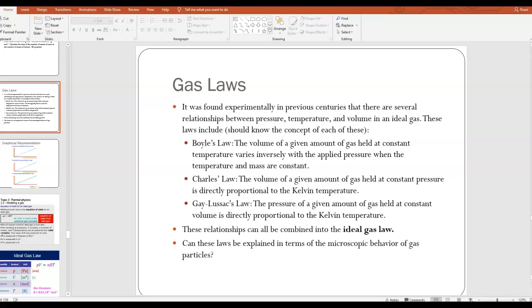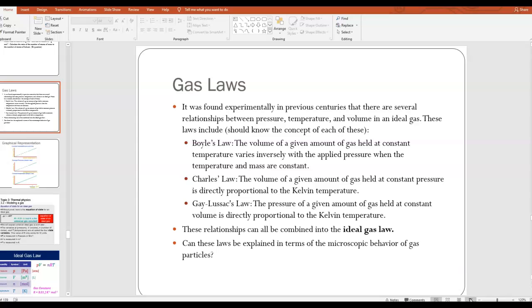Hello, so today we're going to be talking about the ideal gas law. I'm going to tell you up front that you do not need to memorize these three gas laws that are on the slide, but you do need to know the concept behind each of these. As we'll see in a few minutes, you can actually derive each of these three laws from the ideal gas law.